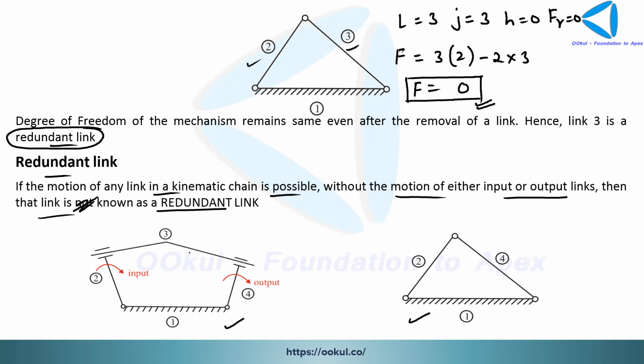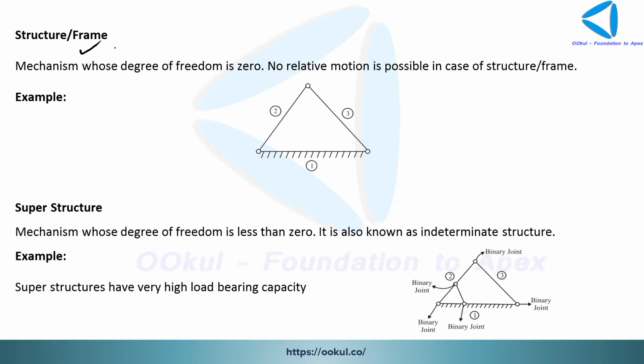Clear? So as I have shown there, the same example is here also. You can use it yourself and you can see that the degree of freedom for both of them will come out to be 0. Clear? Next, structure or frame. What is a structure or a frame? A mechanism whose degree of freedom is equal to 0. We have just now seen that for this sort of mechanism the degree of freedom was coming out to be 0. So this is known as a structure or a frame.